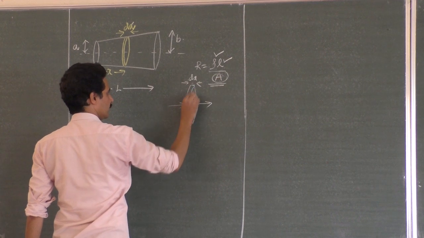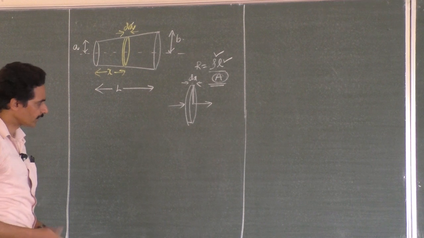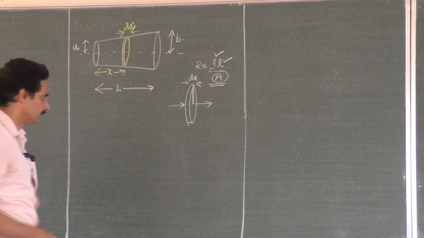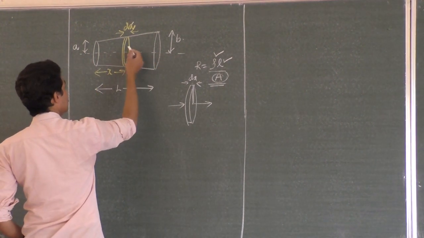Area of cross section, if you want to know, you must know the radius of this. What is the radius? Then, as it is a circular face, the area is pi r square. But what is r? It is neither a nor b, somewhat in between a and b.